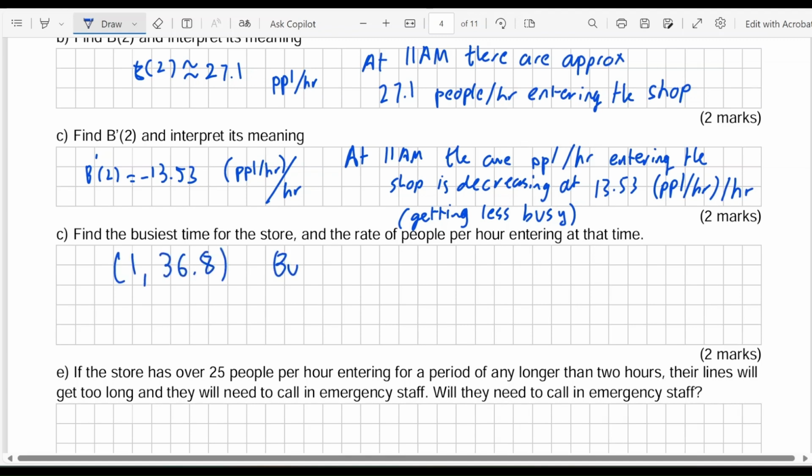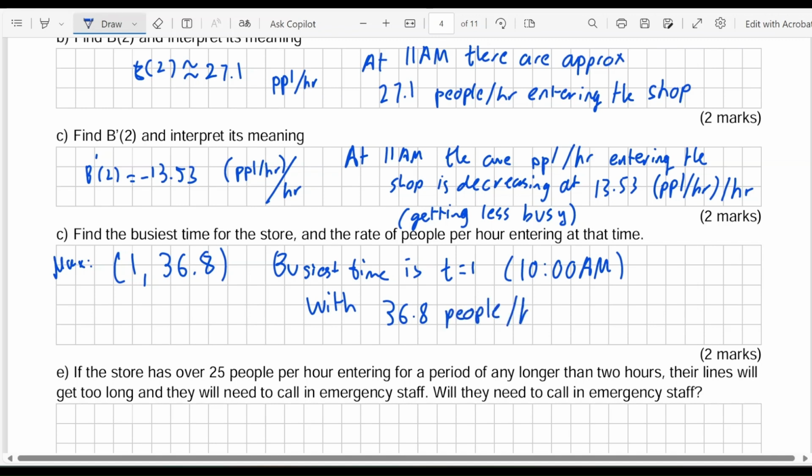All right, so that is the max. Busiest time is T equals 1. So that is 10 a.m. and we've got 36.8 people per hour entering.